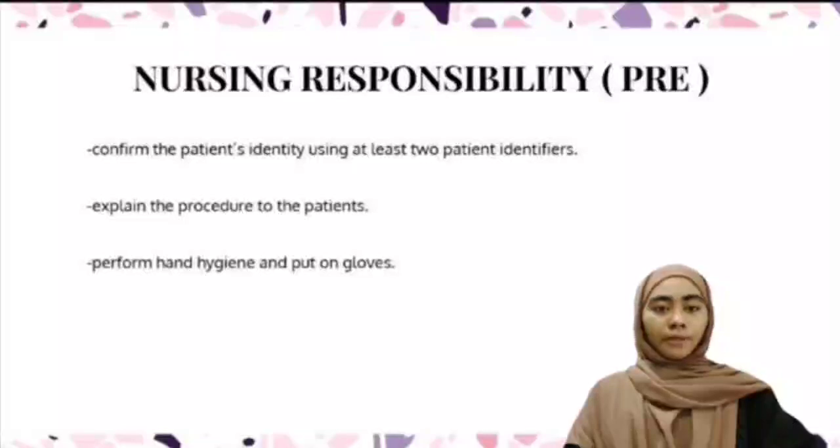Nurse responsibility pre-operative for a patient with stump bandaging is the nurse must confirm the patient's identity using at least 2 patient identifiers according to your facility's policy before starting the procedure. Next, the nurse must explain the procedure to the patient. Patient's understanding is likely to encourage compliance, assuming the advice is sound. Then, perform hand hygiene and put on gloves, which is very important to protect patients and to prevent the spread of microorganisms.